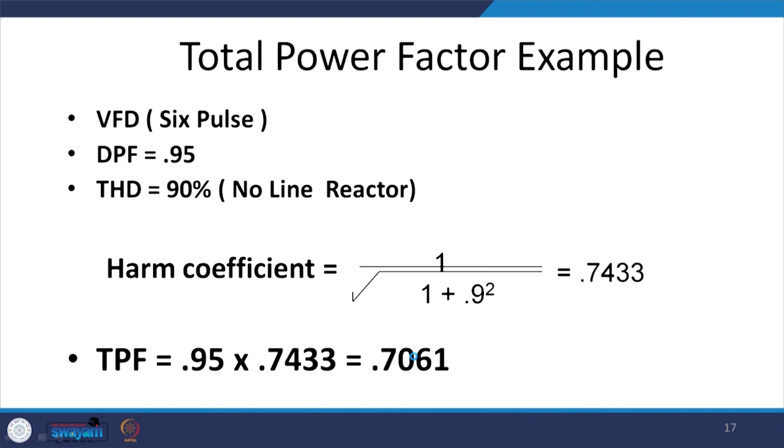Now, for the variable frequency drive, abbreviated as VFD, the displacement power factor is 0.9, and the THD may be 90%. The harmonic coefficient you can calculate will be 0.743. Thus, when you multiply, the effective or total power factor will be 0.7061.